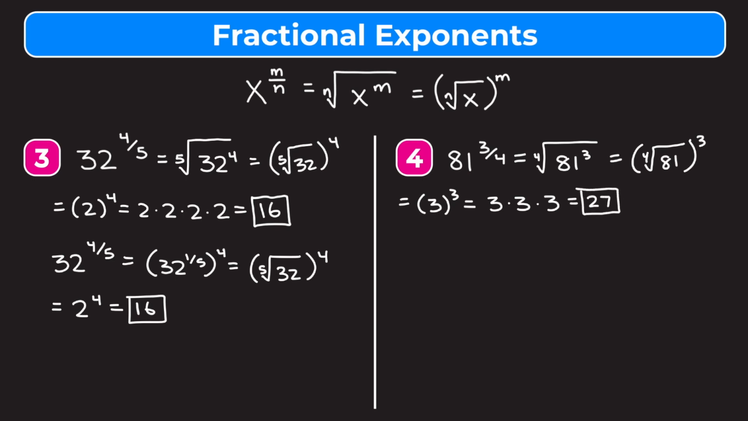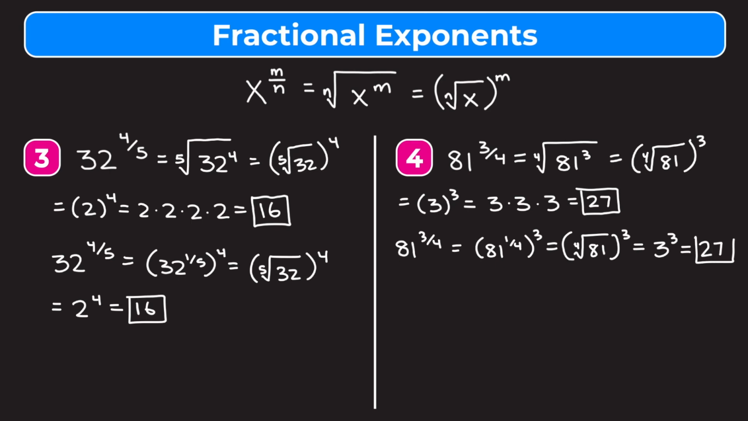And just to show you guys how to do it the other way, we have 81 to the 3/4. We could write this as 81 to the 1/4 raised to the third power. Raising something to the 1/4 is the same as taking the fourth root. So we really have the fourth root of 81 raised to the third power. We already found out that the fourth root of 81 is equal to 3. So we have 3 to the third, and we found out that 3 to the third is equal to 27.